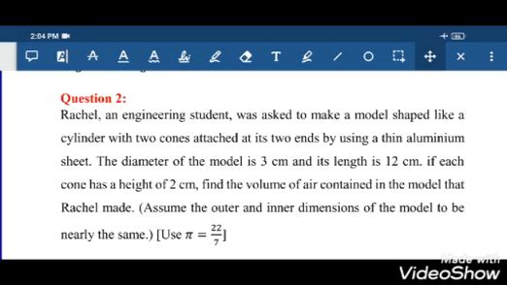The diameter of the model, as I already told, can be merged with the cylinder. So the diameter of the cone and the diameter of the cylinder are both the same. So the radius is 1.5 centimeter. And its total length of the diagram: normally the diagram can look like this.